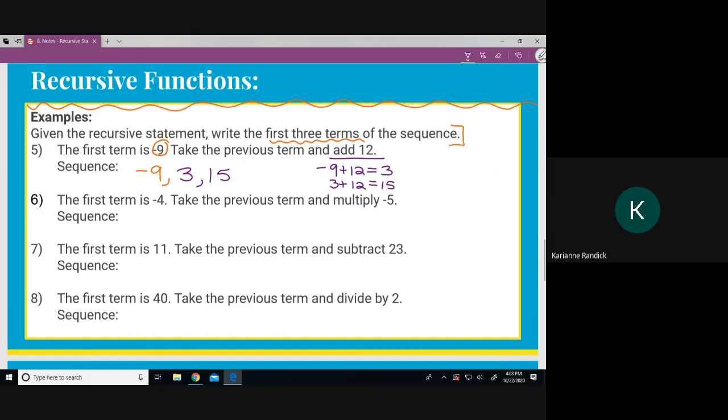And that's my next number. Okay, and that's my first 3 terms. Okay, but those are my first 3 terms. -9, 3, 15.